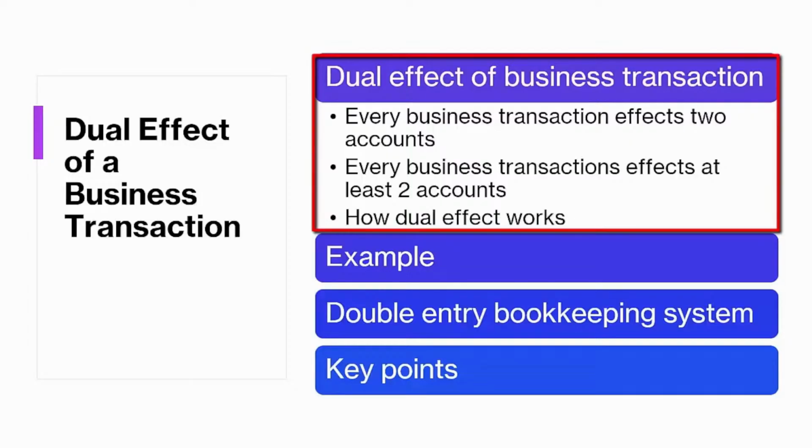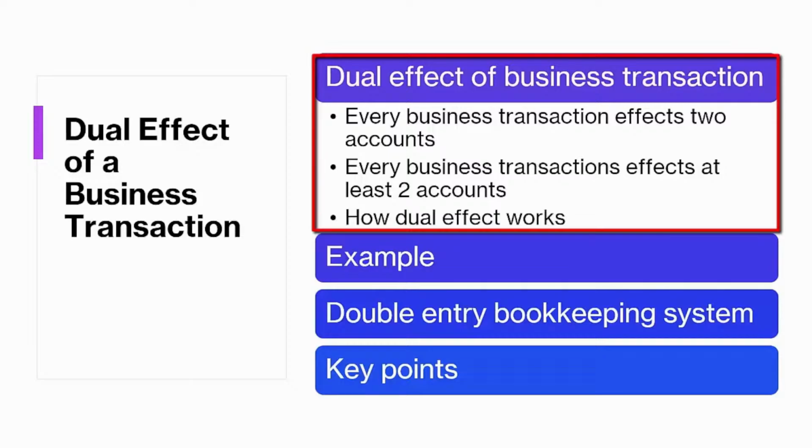Whenever a transaction occurs, if one side of the equation changes, the other side must change in a way that keeps the balance intact. This is why the double entry system requires recording every transaction in two parts, one as a debit, left side, and the other as a credit, right side. How dual effect works.